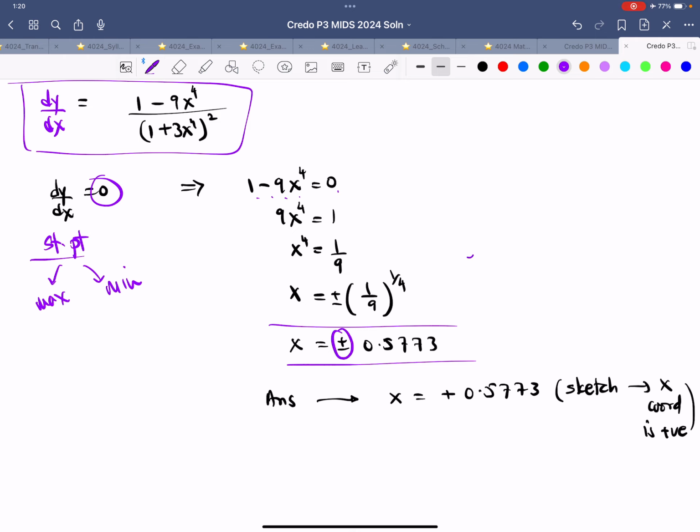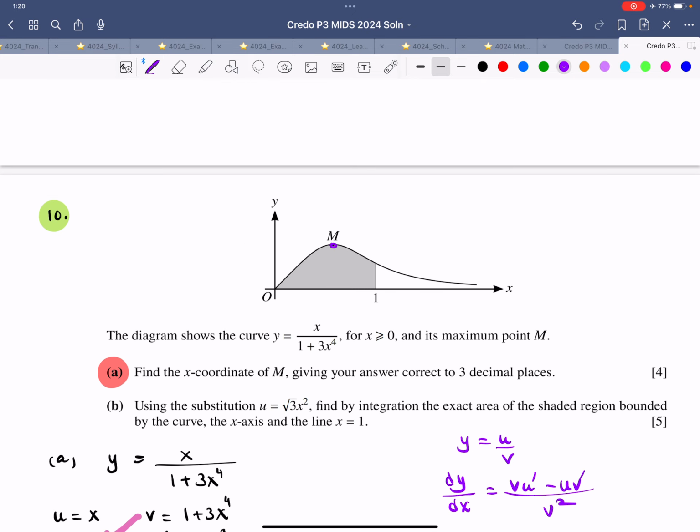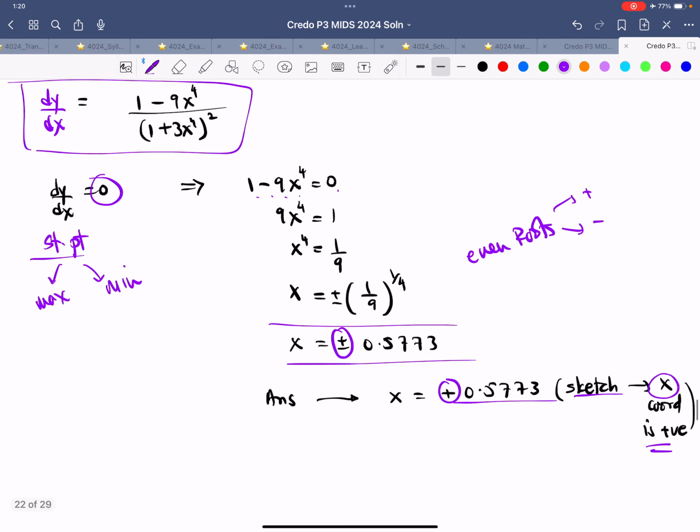It's plus and minus because with even roots, it will be plus or minus. But why are we only accepting the plus? Because from the sketch, we can see that the x coordinate is positive. That's right over here. All good, all clear?